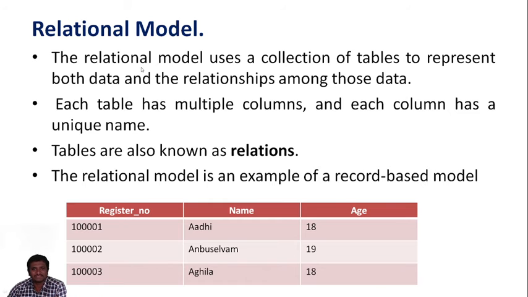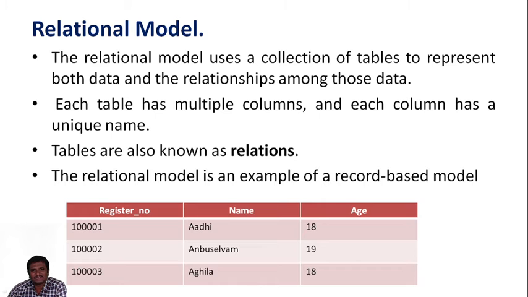First, we are going to see the relational model. A relational model uses a collection of tables to represent both data and the relationship among those data. Each table has multiple columns and each column has a unique name. Here, what are the multiple columns? Register number is one of the columns. The name is one of the columns. The age is one of the columns.